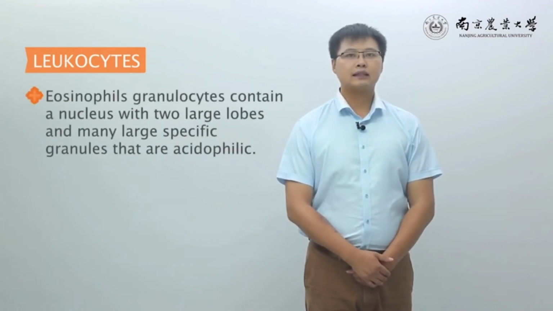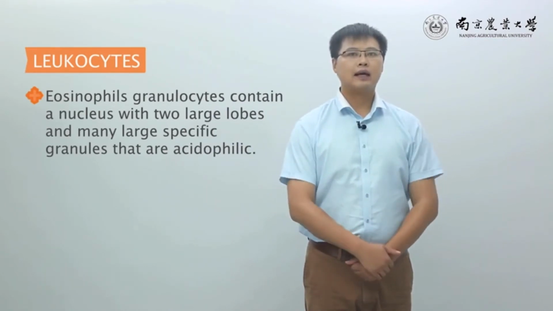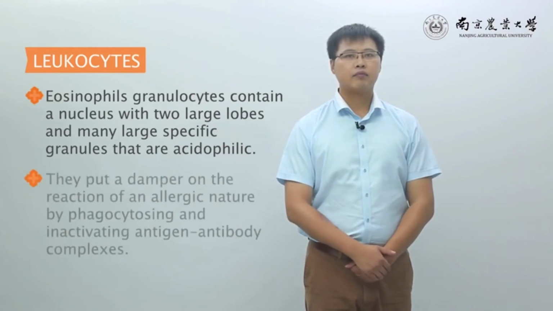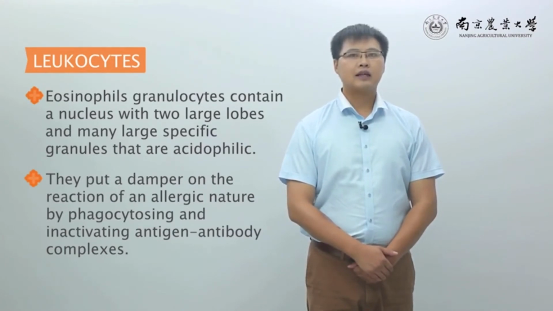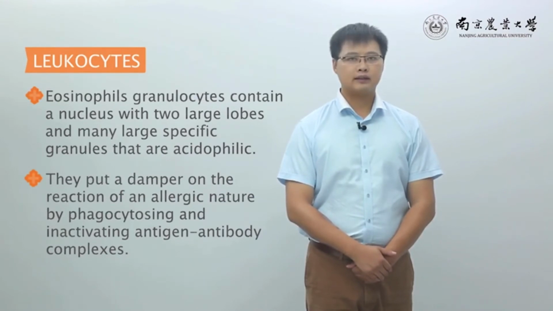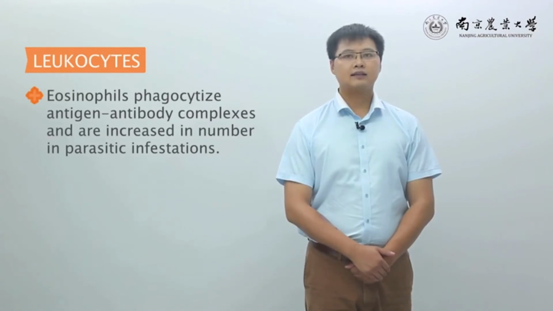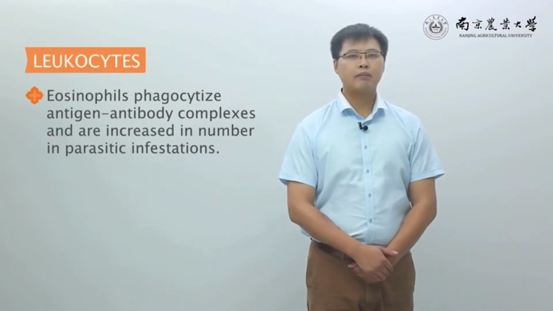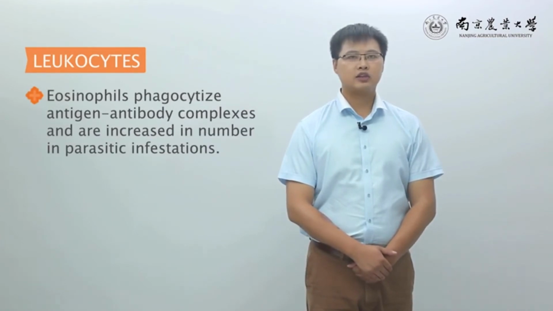Eosinophilic granulocytes contain a nucleus with two large lobules and many large specific granules that are acidophilic. They put a damper on reactions of allergenic nature by phagocytosing and inactivating antigen-antibody complexes. Eosinophils phagocytize antigen-antibody complexes and are increased in number in parasitic infections.